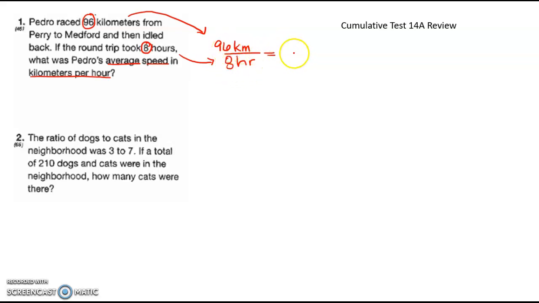So 8 goes into 96, I believe 12 times. So we have 12 kilometers per hour. I'm just going to double check because 8. Yeah, I'm right. Okay. So that's our answer.